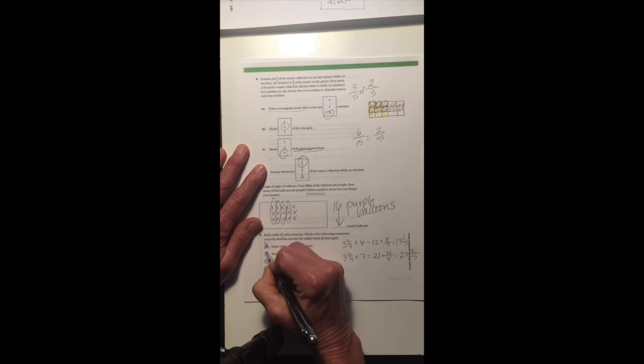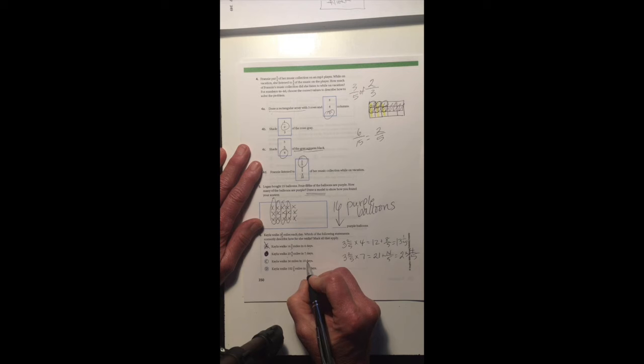So now in 7 days, 3 2/5 times 7. Again, I'm going to do 3 times 7 is 21. And then 2/5 times 7 would be 14/5. 14/5 is the same as 2 4/5. Combined with 21 would be 23 4/5. That is true. Let's fill it in.